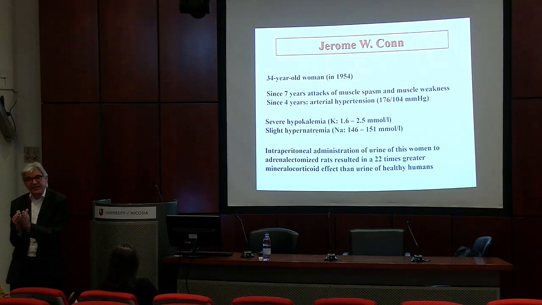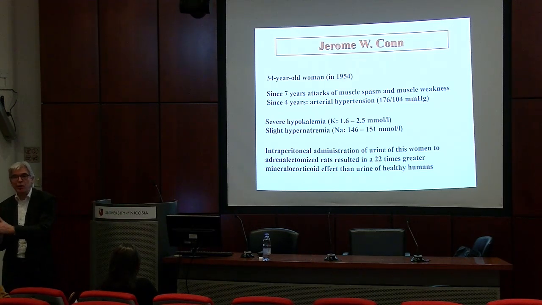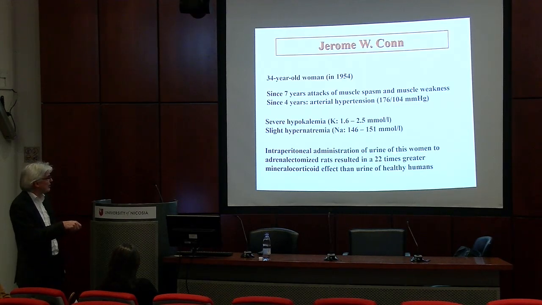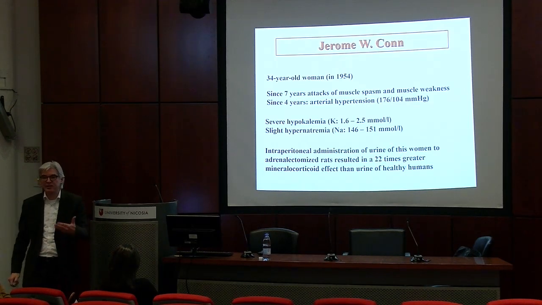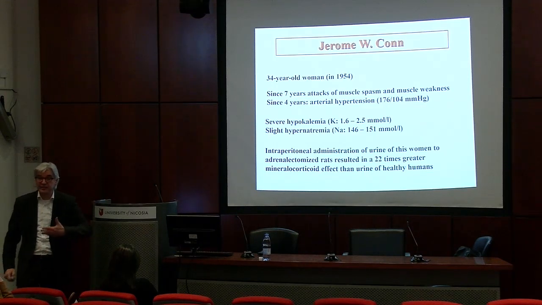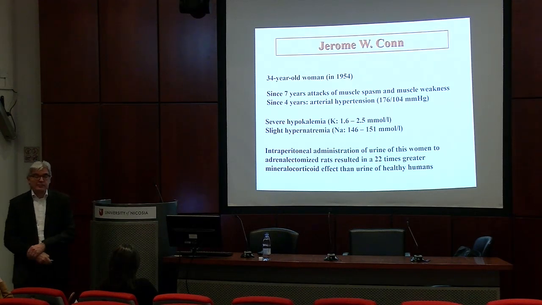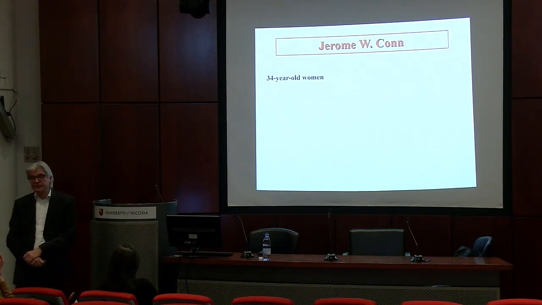And he compared that with the effect of urine of healthy people. And by that he could demonstrate that the urine of this lady had a 22 times greater mineralocorticoid effect than the urine of healthy people. And by that he could demonstrate that there were much more mineralocorticoids present in the urine of this lady. So he told this lady that she had a problem with her adrenals. And he proposed to the lady to remove the adrenals.